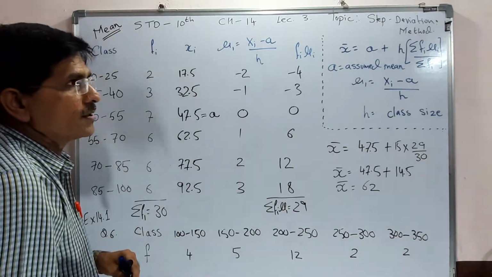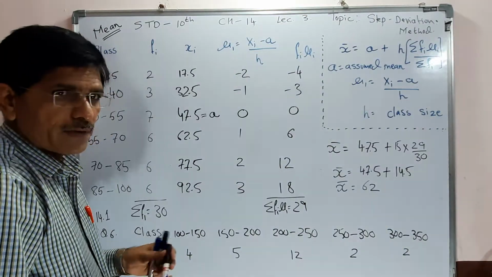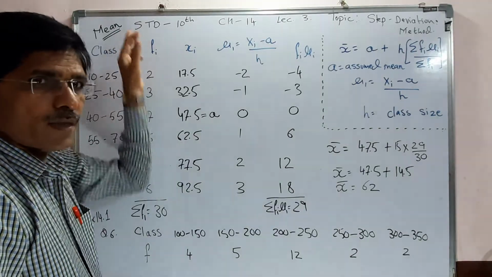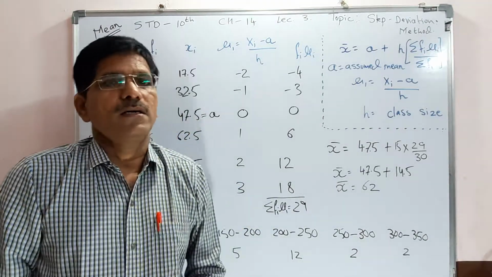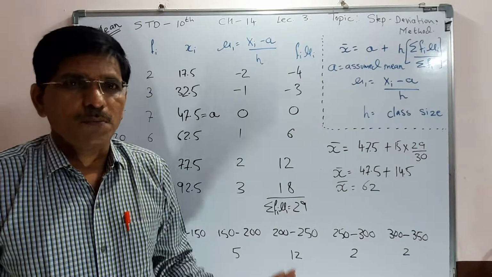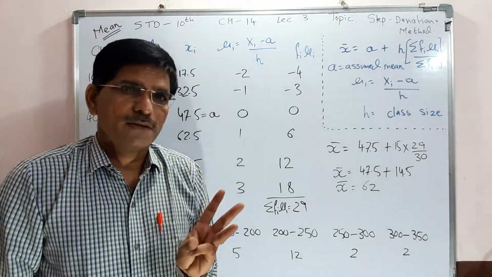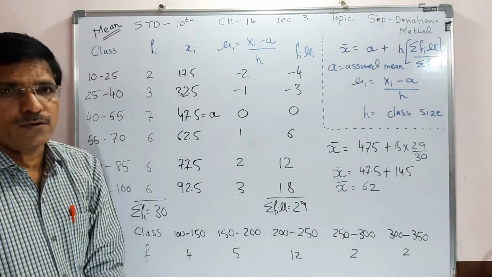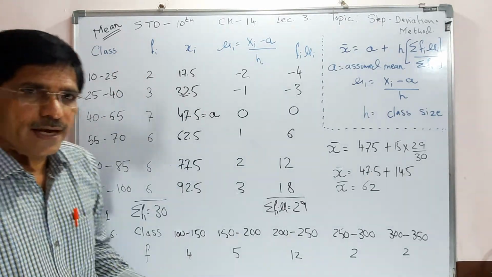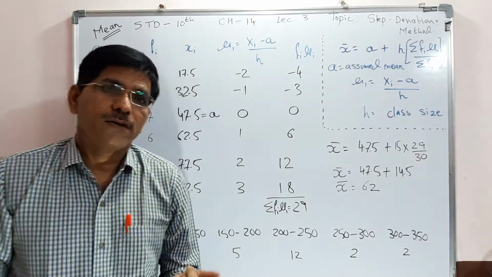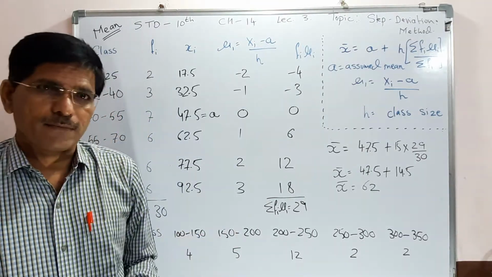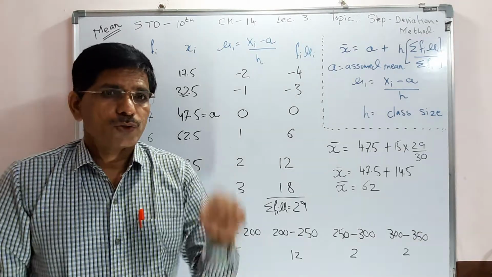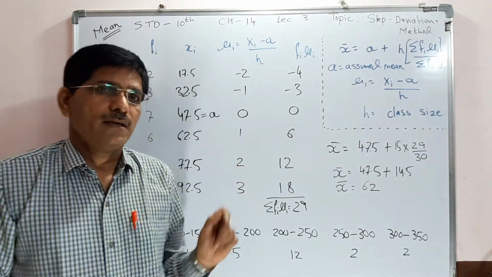We already know that we have completed two lectures related to the mean. One is called the direct method, another is called the assumed mean method. So there are three methods to find out the mean. One is the direct method, in which we have to do fi xi directly. Another method is called the assumed mean method, in which we take the deviation d.